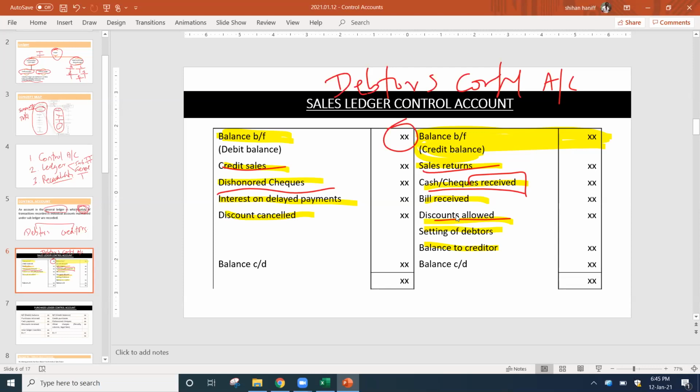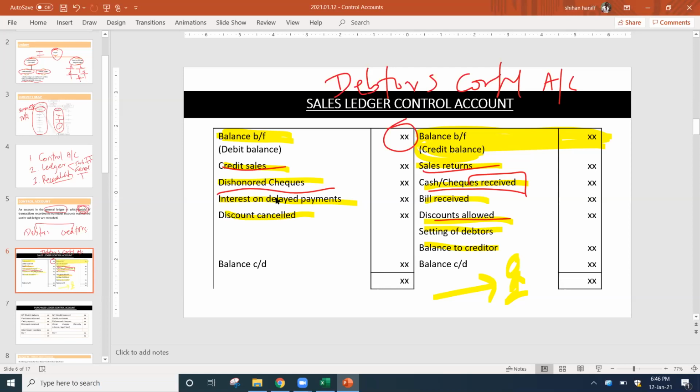Why is interest on the debit side? There is the question. Why interest? This is an interest income. Let's say there is a debtor, a customer who didn't pay on time. Then we charge interest. Interest income account credit, debtor balance will increase, debtor's account debit. He needs to pay more.